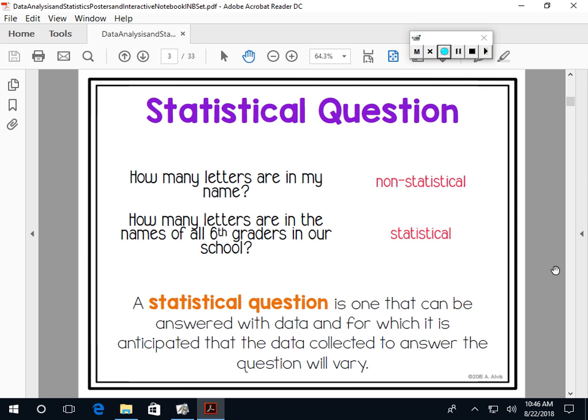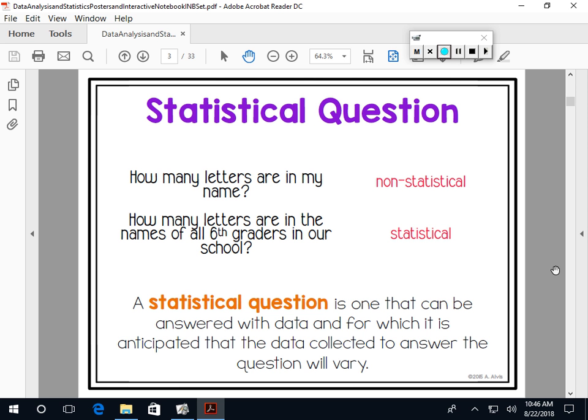On the left is where I wrote down how many letters are in my name and how many letters are in the names of all sixth graders in the school, and then non-statistical and statisticals. I wrote that on the left side. On the right side is where I wrote the definition. Okay? See how it's like two different things going on? Like you got a non-statistical question and a statistical question. That's what I wrote down on the opening part of my flap.